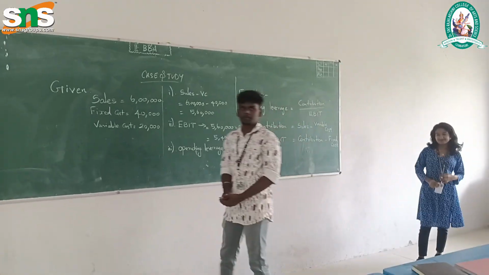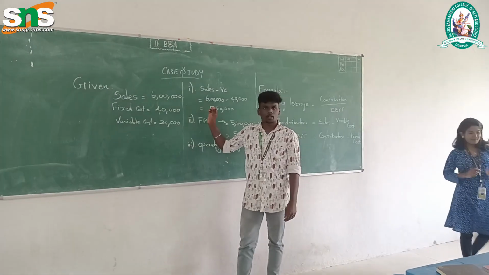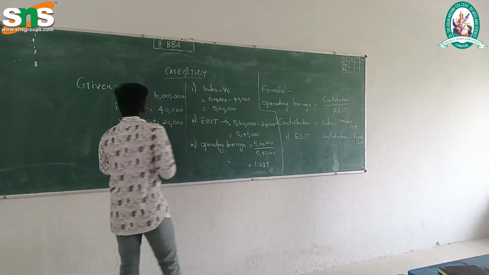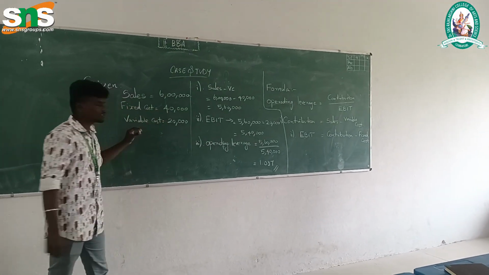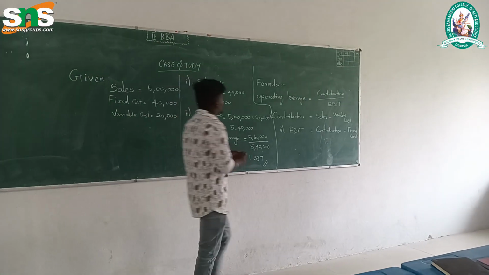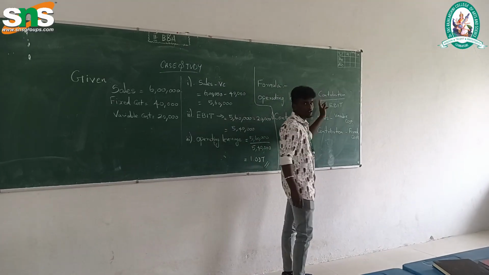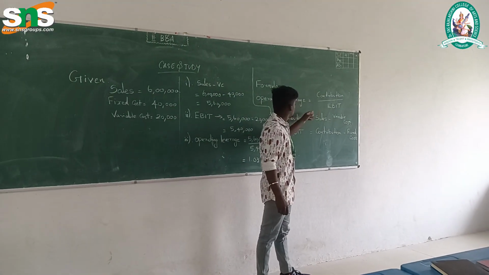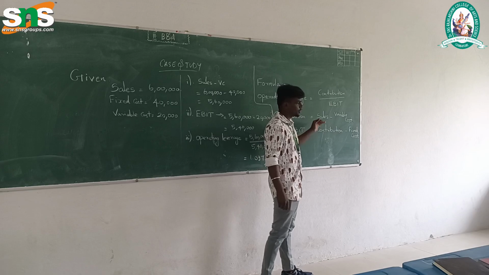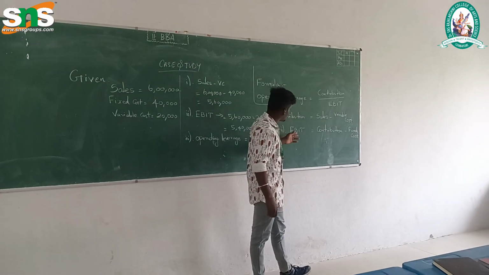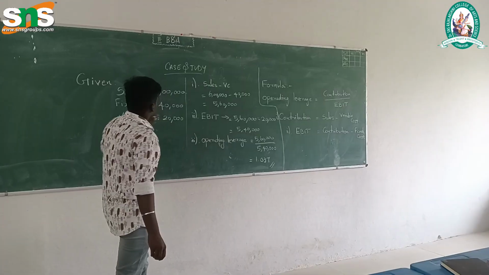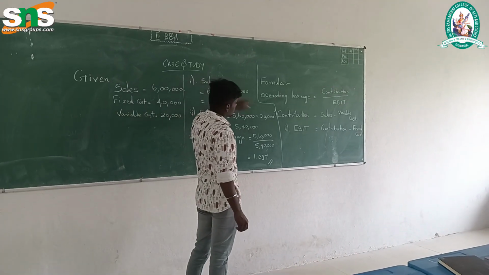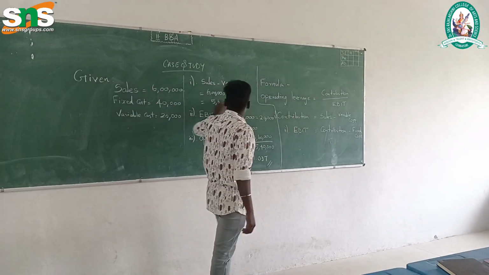As per the given information, we should calculate the operating leverage. First, sales equal 6 lakh, fixed cost equals 40,000 and variable cost equals 20,000. The operating leverage formula equals contribution divided by EBIT. The contribution formula equals sales minus variable cost, and EBIT equals contribution minus fixed cost. First, we should calculate sales minus variable cost for the contribution. This is the formula.